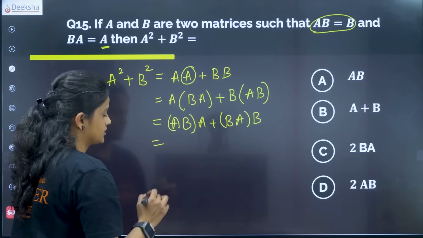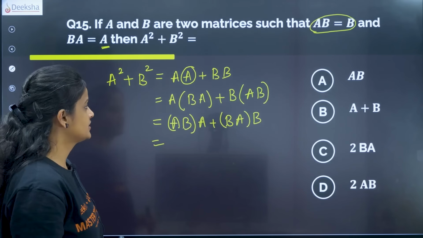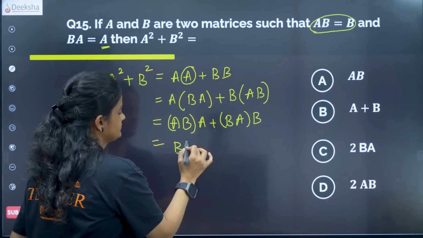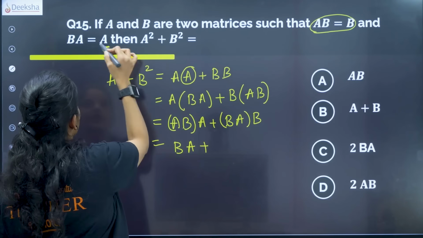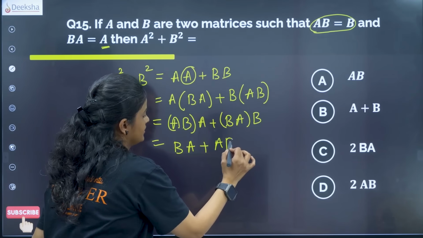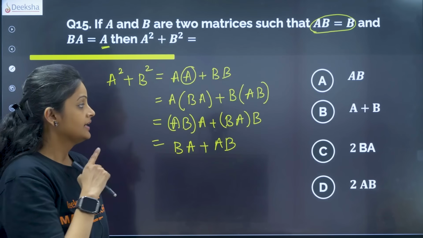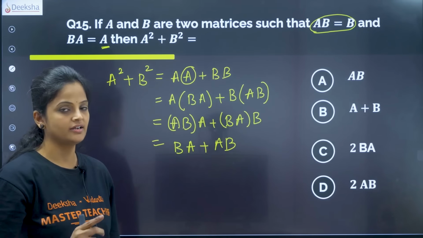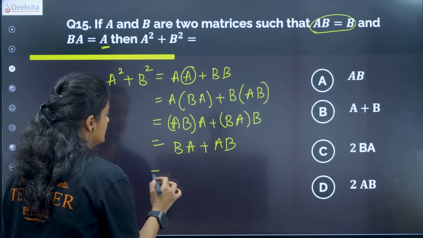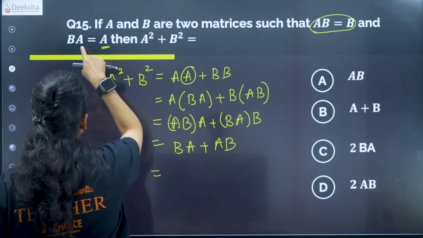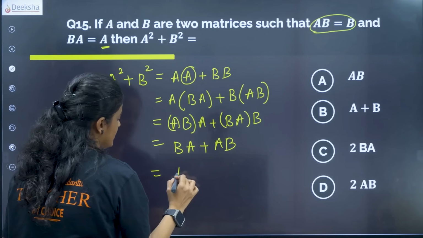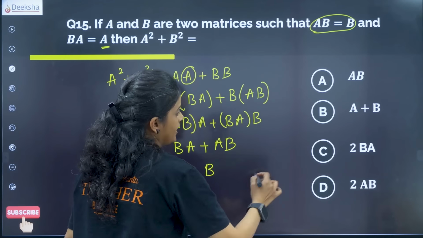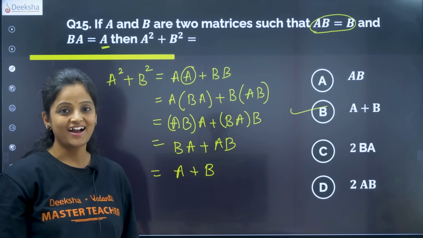Now the magic. See what happened after changing that bracket. AB becomes B again and BA has become A. Now what happened? Is it equal to 2 times of any of this? No, you can't write that because that is a product, right? So again I'll go back to the conditions. BA is actually A and AB is actually B. So I have option B again.